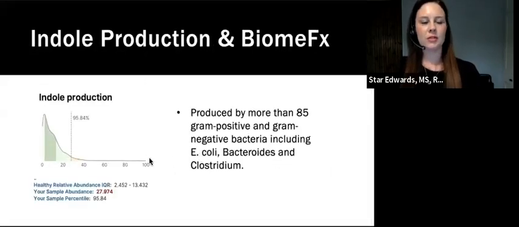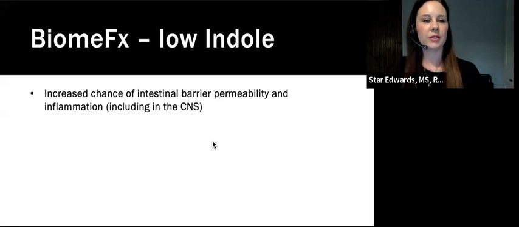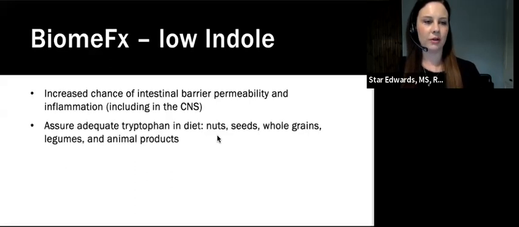On BiomeFx, this is what indole production looks like. It's hard to create a list of all the different bacteria that produce indoles because there's more than 85 of them, including E. coli, Bacteroides, and Clostridium. If you have low indoles on BiomeFx, this could mean that there's a chance of intestinal barrier permeability and inflammation because we do need them to have a healthy intestinal barrier.